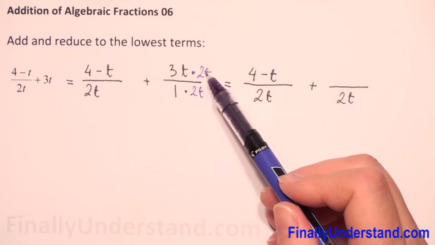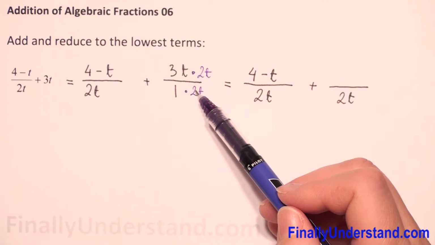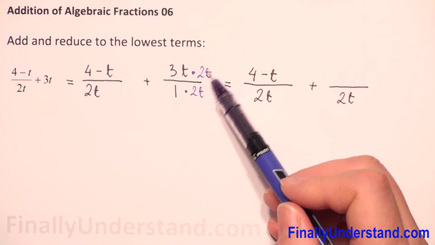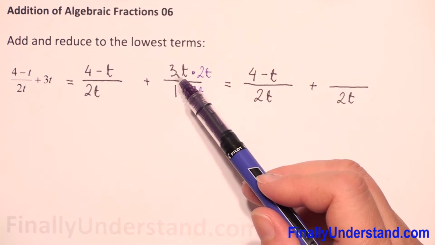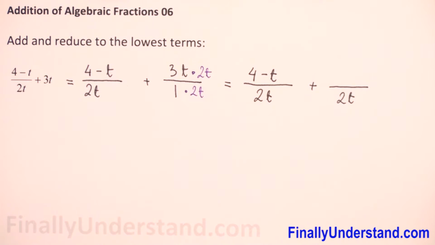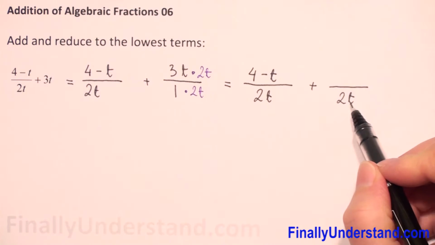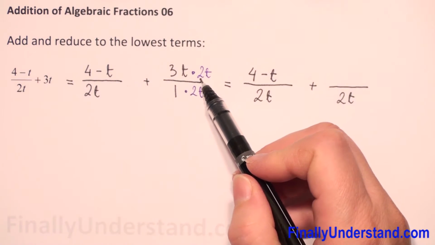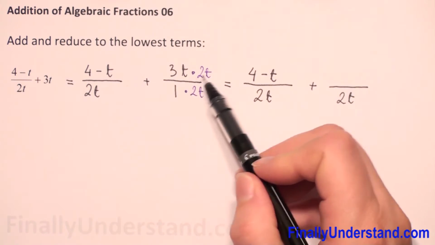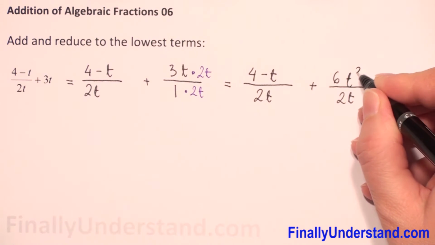I didn't change this algebraic fraction. I just extended it. When I reduce, because we have multiplication 2t and 2t, I have still 3t over 1. And now we have to do the multiplications. We have 1 times 2t is 2t, and 3t times 2t, we have to multiply the numbers. 3 times 2 is 6, and t times t is t squared.